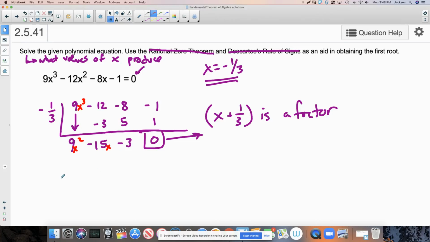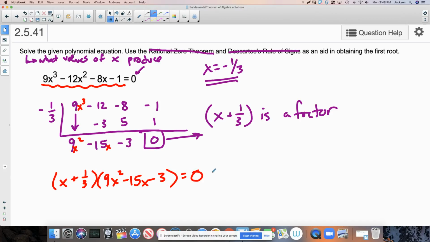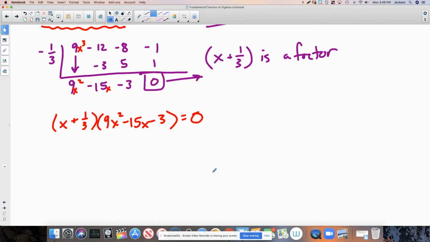So where we stand right now is instead of this function, we have x plus 1/3 and 9x squared minus 15x minus 3 equals 0. So now this is what our problem looks like, okay? Now let's get weird with it for a second. Follow along. This x plus 1/3 is kind of odd looking, right?